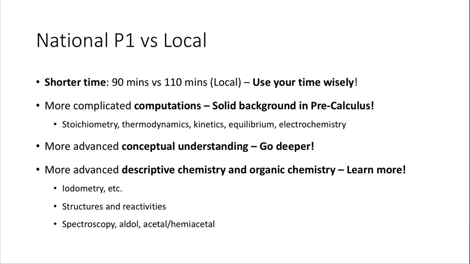And then there is a bunch of more advanced conceptual understanding. That means the contents are getting much deeper, especially in thermodynamics, in kinetics, in equilibrium and also in electrochemistry, right? Lastly, there is more advanced, harder descriptive chemistry, basically the reactions, properties of elements, compounds, and also organic chemistry, which means you have to learn more. I know organic chemistry and descriptive are always the two hot topics for most of you because they are beyond the scope of AP chemistry, right? But for the national, you cannot say, oh, I can simply skip that, right? That would be very hard for you.